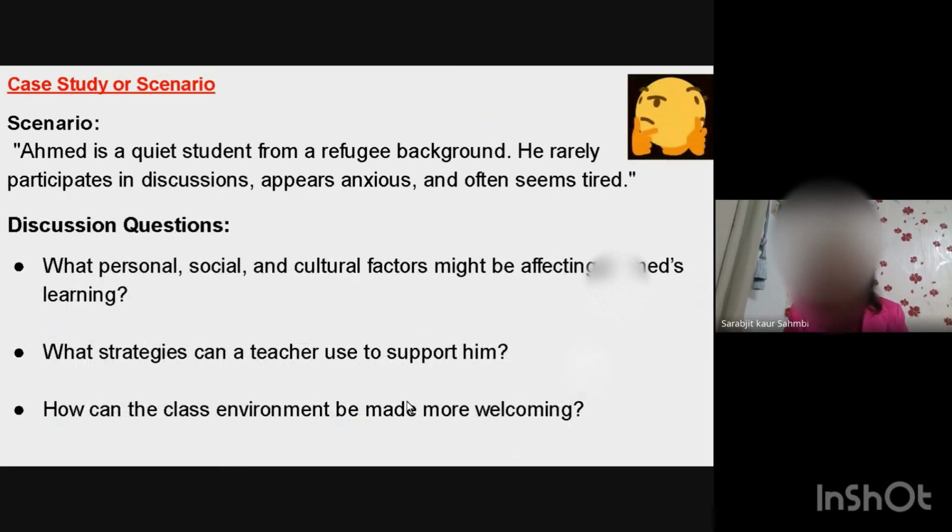I'm giving you something like 3 seconds. Think on this, or you can write it down if you want to collect the points, and then later you're going to tell me what personal, social, and cultural factors might be affecting, what strategies you are going to use as a teacher, and how the class environment can affect Ahmed.